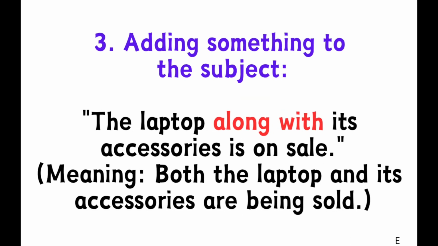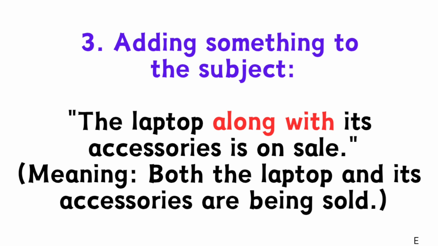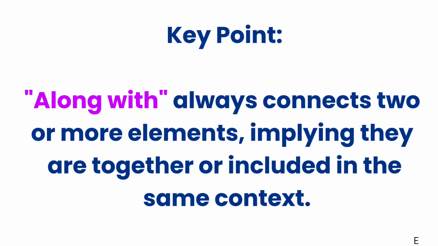3. Adding something to the subject. The laptop along with its accessories is on sale. Meaning, both the laptop and its accessories are being sold. Key point. Along with always connects two or more elements, implying they are together or included in the same context.